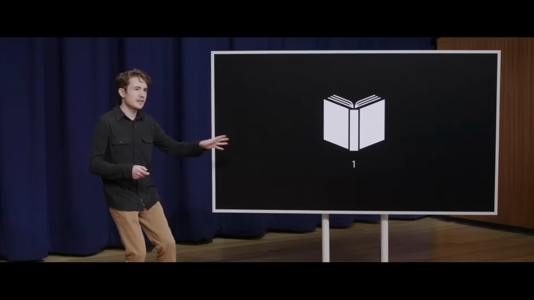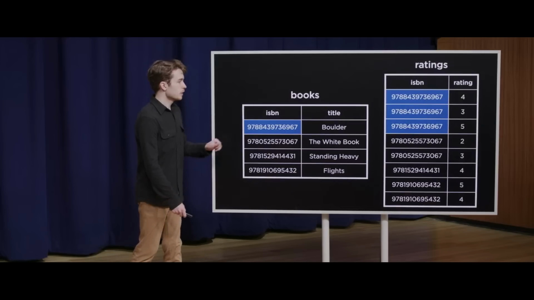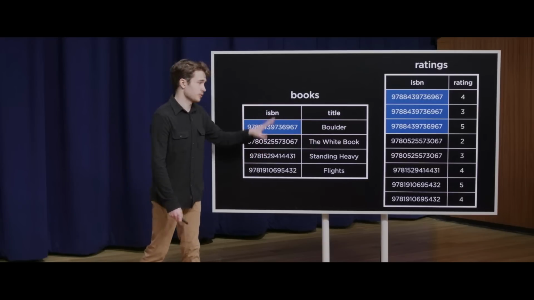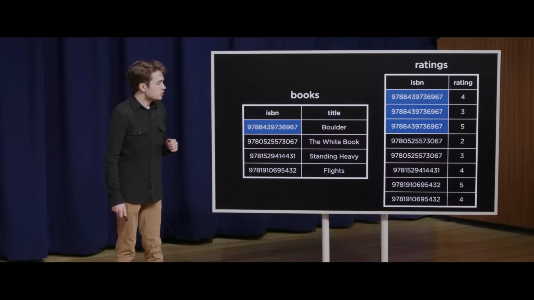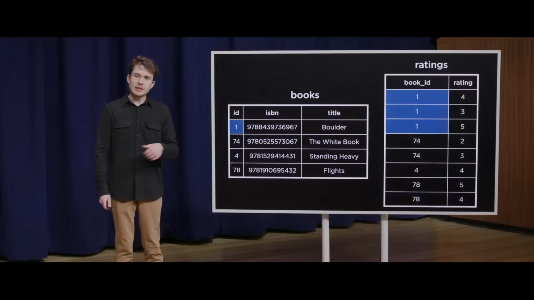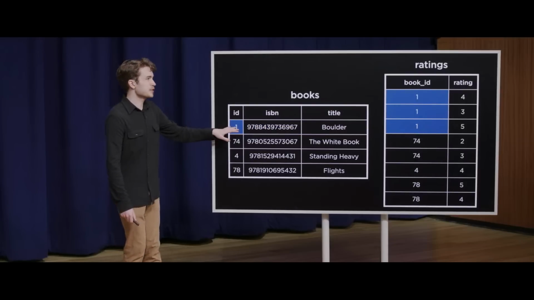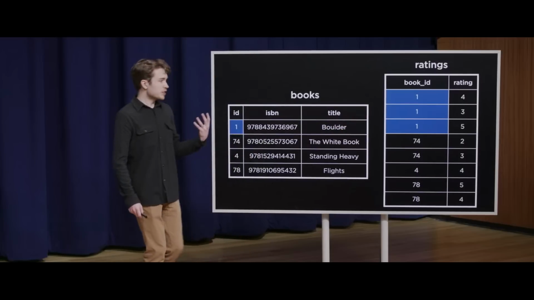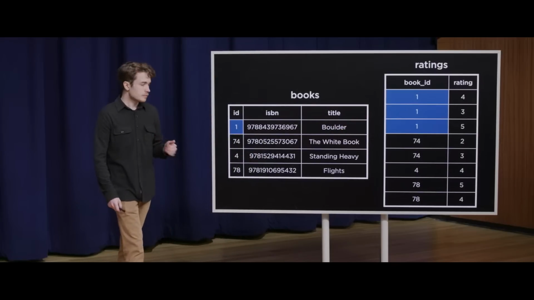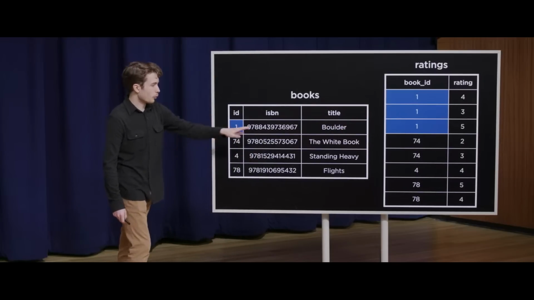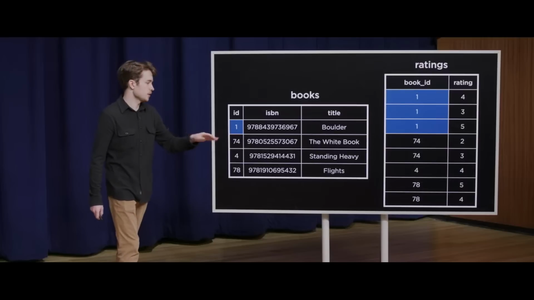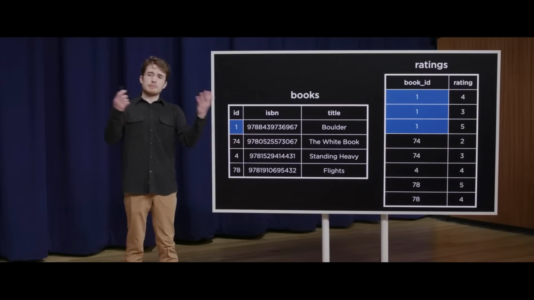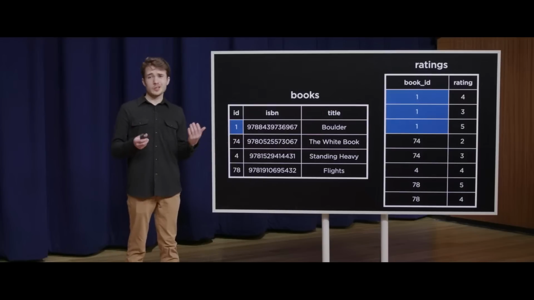So let's actually rethink this relationship of one to many here. Let's not just use ISBN. This is a lot of space to use, to someone's point earlier. Let's go ahead and use the ID. Let's make our own primary key in our books table and use that as the foreign key in ratings. So we freed up a good amount of space here. And notice, too, that maybe Boulder has the primary key, the ID of 1. The white book has the ID of 74. Well, does it matter if it's 1, 2, 3, or 4? It doesn't.